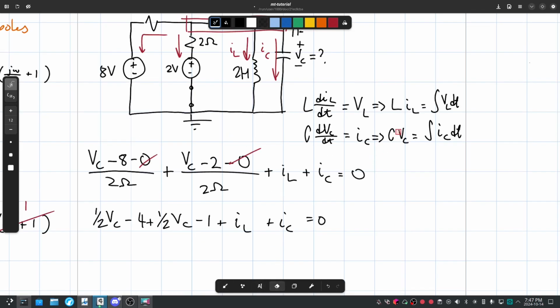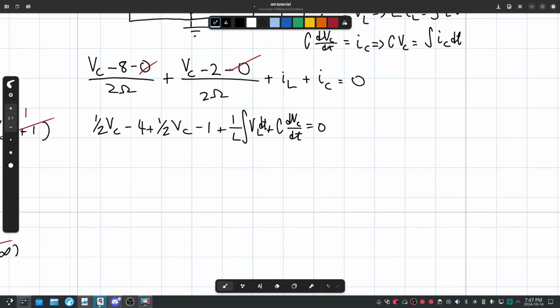So, using this, we can now replace our IL and IC. IL is going to be equal to 1 over L times the integral of VL dt. And our IC, we could turn that like this, into C dVC over dt is equal to 0. At this point, this is all calculus. We can combine these terms like that.